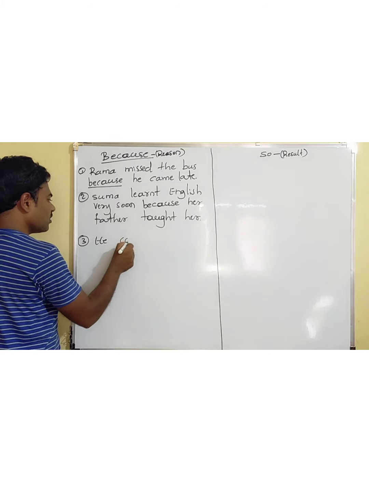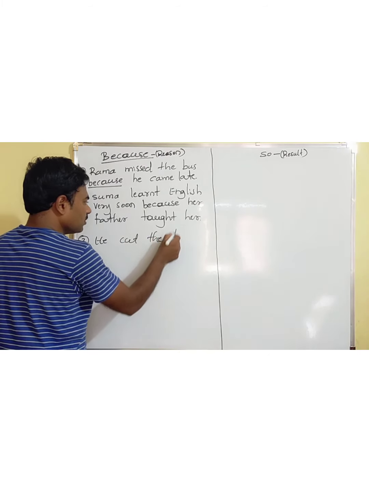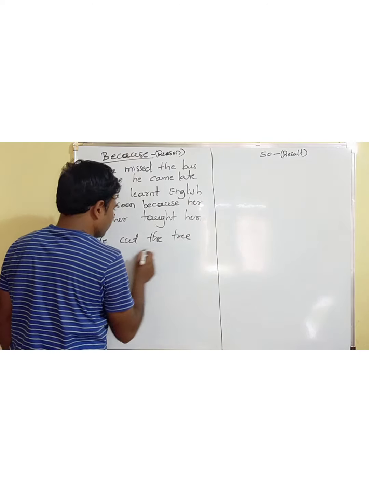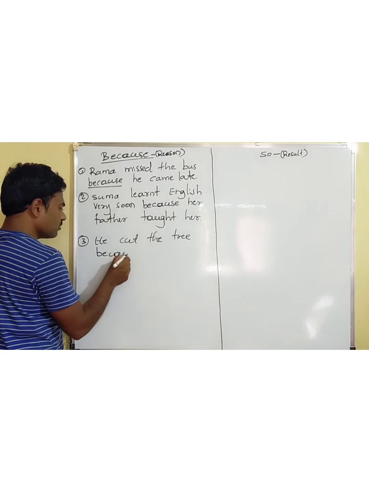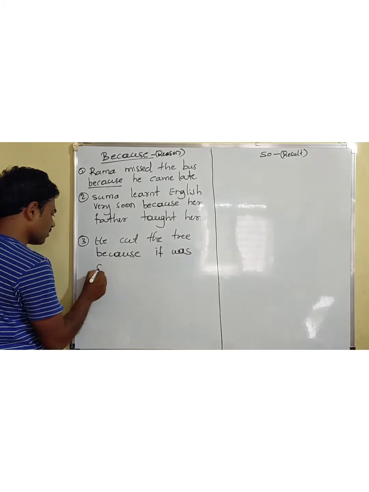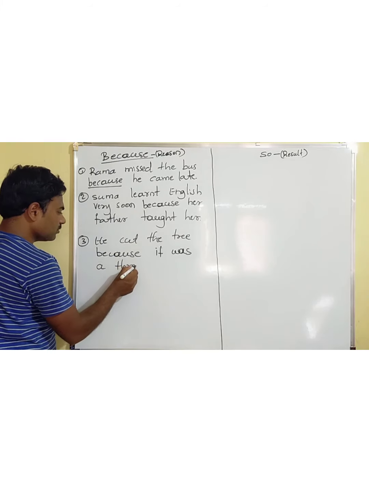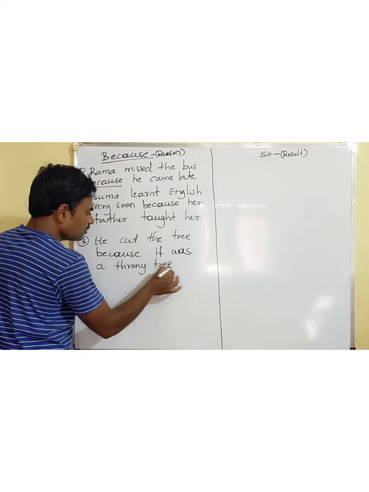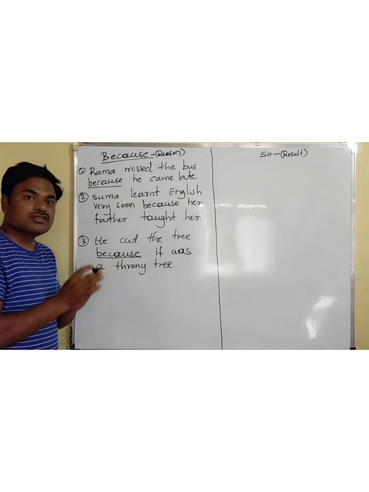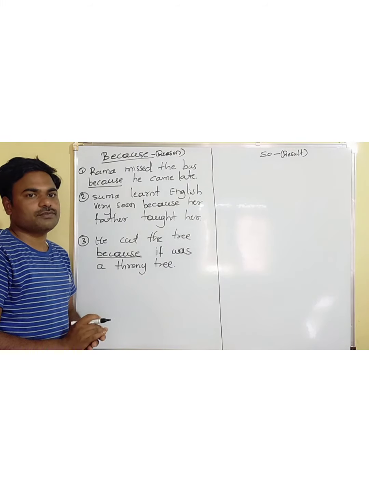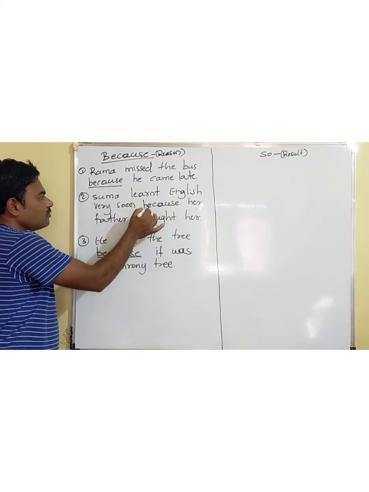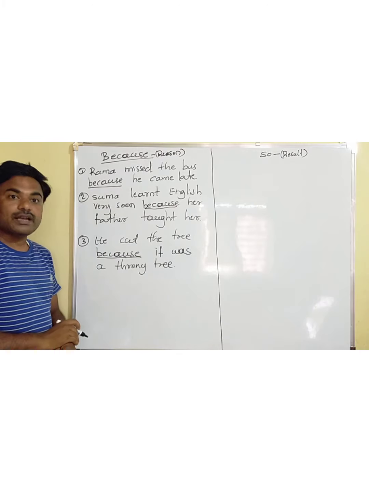He cut the tree. Why did he cut the tree? Because it was a thorny tree. It was a thorny tree, meaning the tree has thorns on it. It troubles the people. That's why he cut that tree. So because is used to denote the reason of an action.